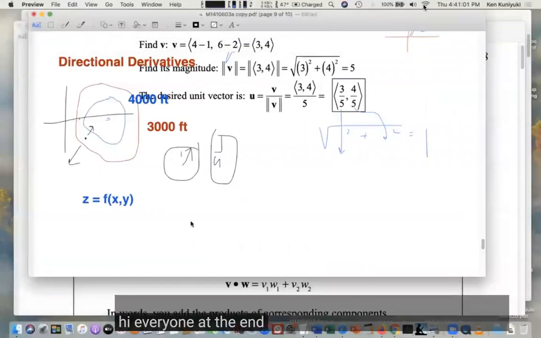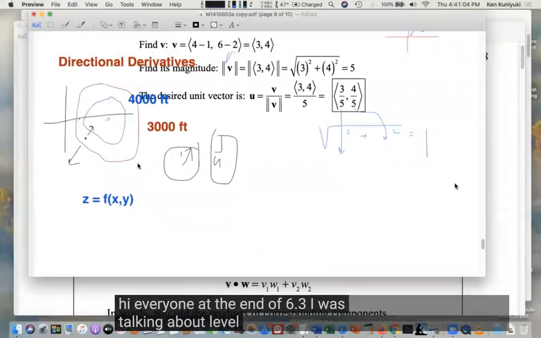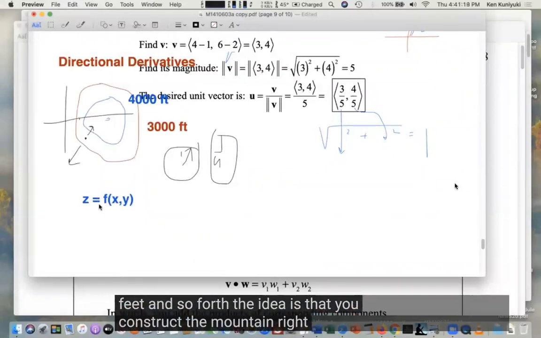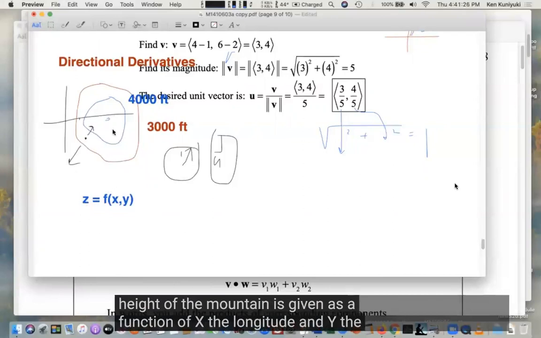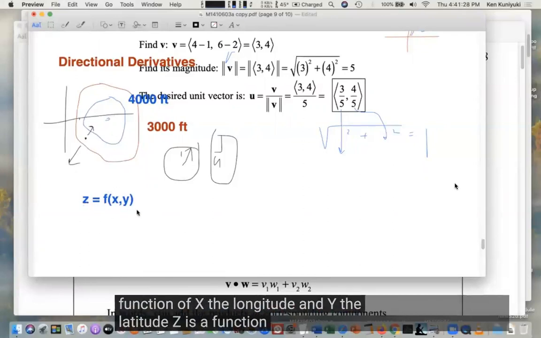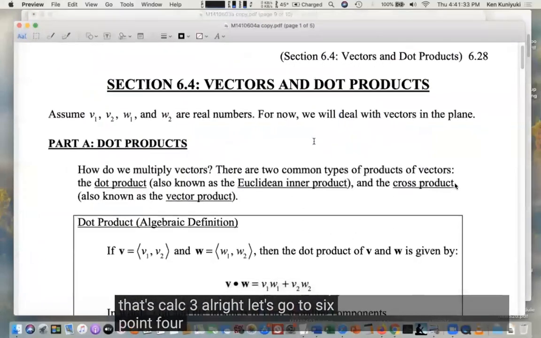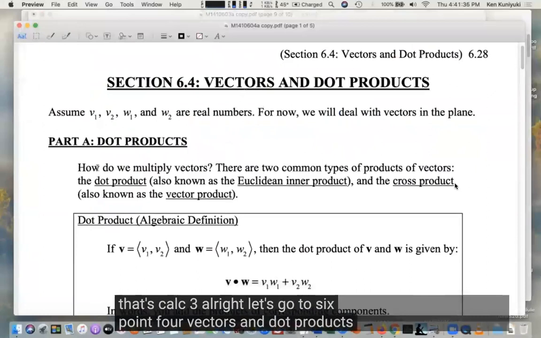Hi, everyone. At the end of 6.3, I was talking about level curves in a contour map for heights of a mountain. The idea is that if you lift this level curve up by 3,000 feet, if you lift this level curve up by 4,000 feet, and so forth, you construct the mountain, right? Z, the height of the mountain, is given as a function of X, the longitude, and Y, the latitude. Z is a function of X and Y. That's Calc 3. All right, let's go to 6.4, vectors and dot products.